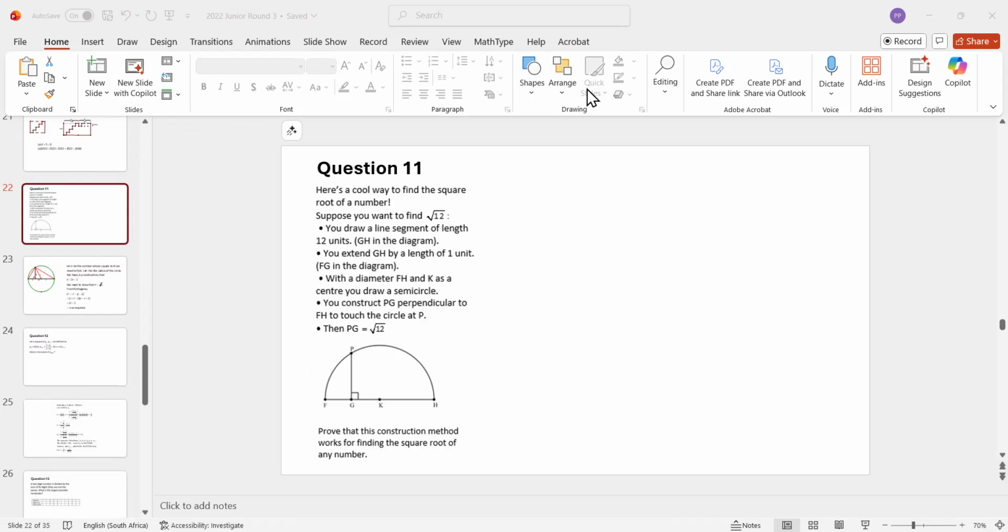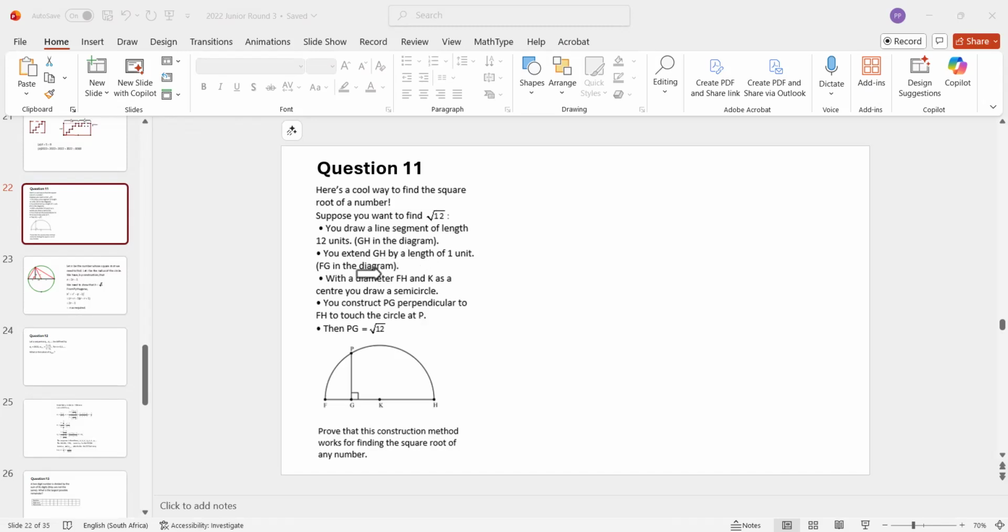Yeah, it says it's GH in the diagram. I just wanted to go into this. So in the diagram below, you can see the diagram. So there's GH. G is here and H is here. So this line here is 12 units.